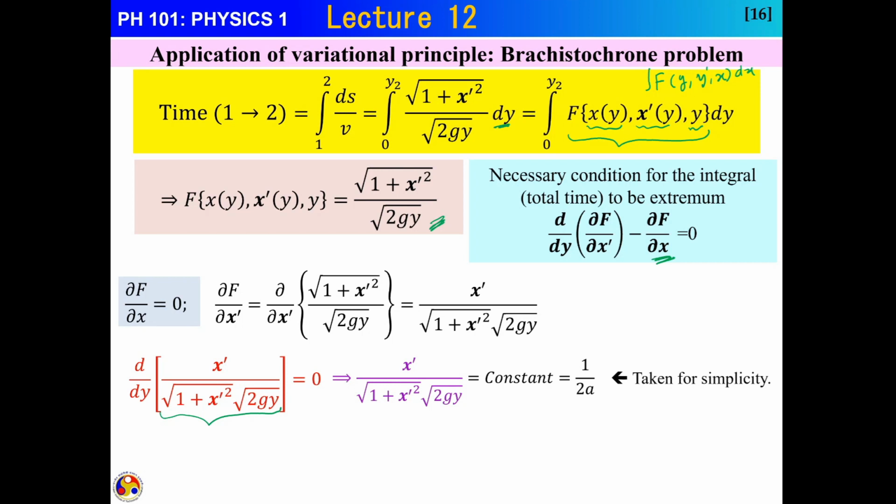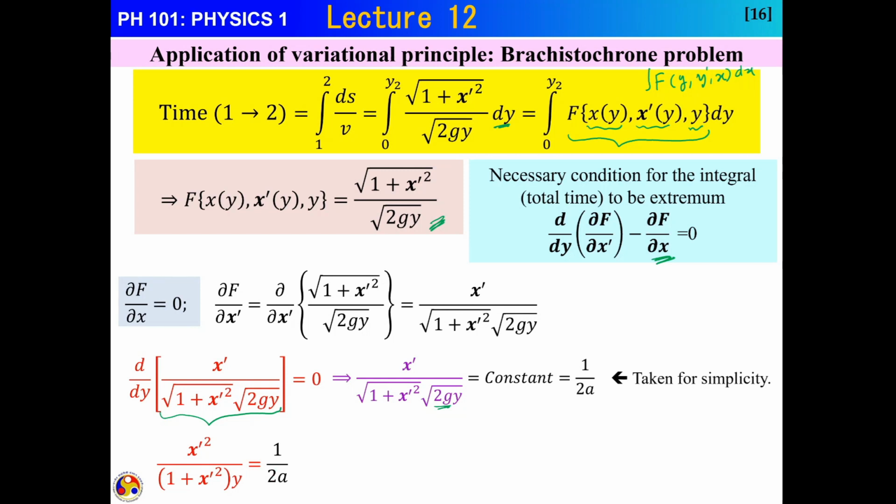You may ask, sir, why are you choosing it? This is all taken for simplicity so that you arrive at a complementary solution. So we can square it so that you can remove all the under root terms. When you square it, this is x prime square by 1 plus x prime square into y. Again, I take out this constant because it is meaningless. Take out the 2g also. So I rewrite again this constant as 1 by 2a.